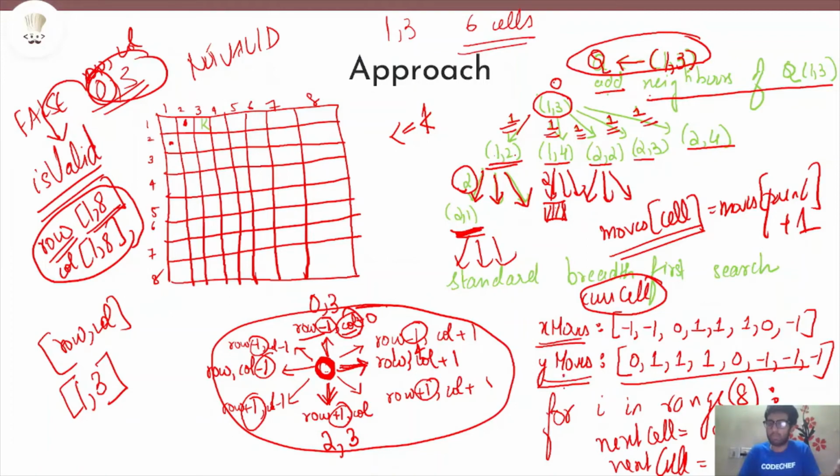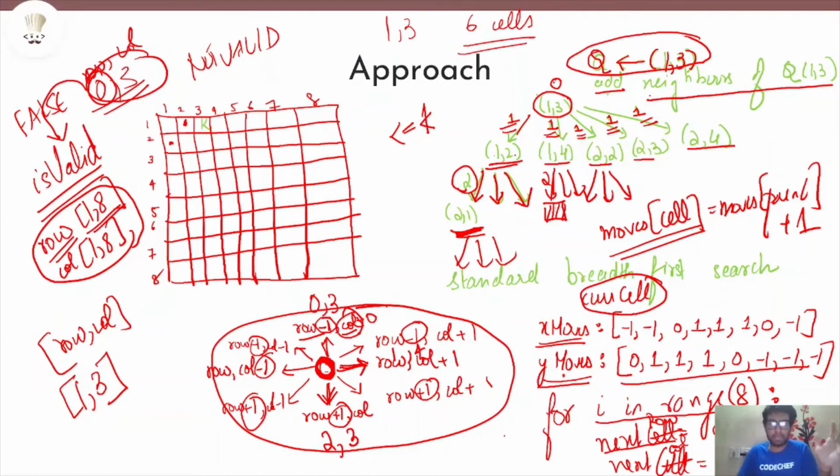So how do I compute the neighbors? I use the xmove and ymove arrays, and I traverse I in range 8, basically traversing these 2 arrays which have 8 cells. Next cell here denotes next row. Next row equals the current row plus the xmove of I, which denotes the xmove value at the ith index. Next column equals current column plus y move of I.